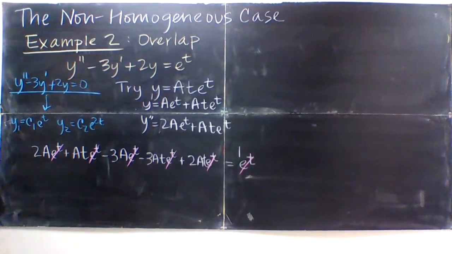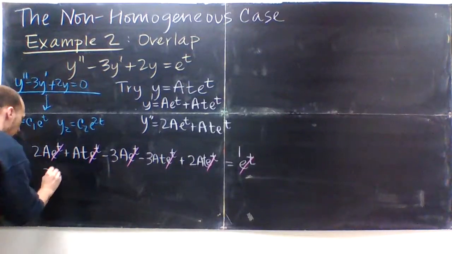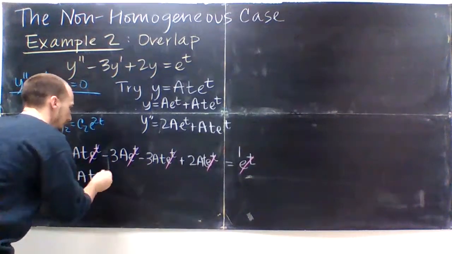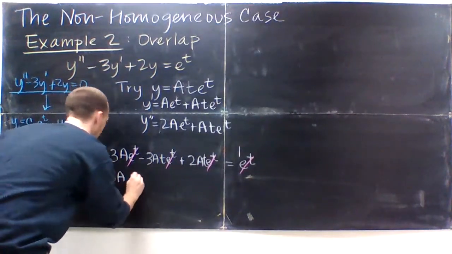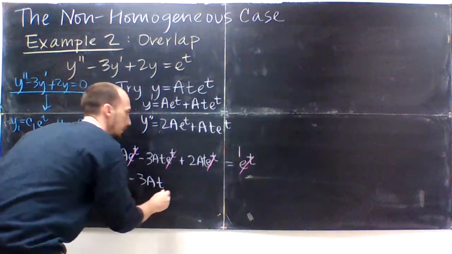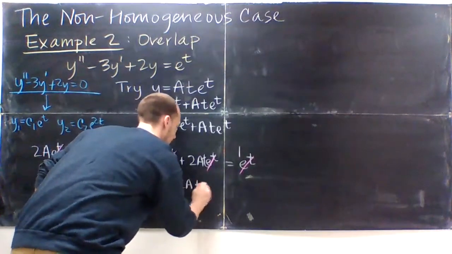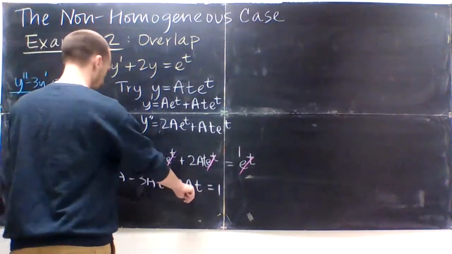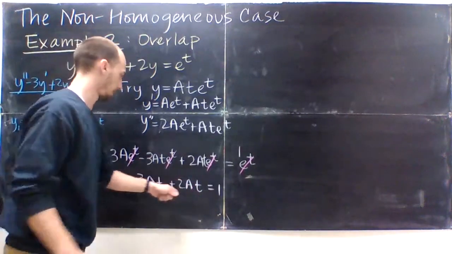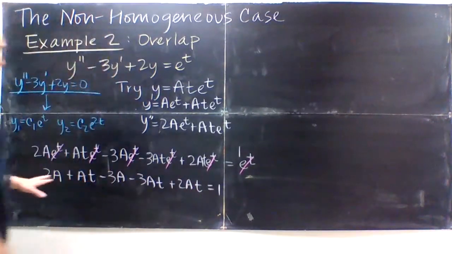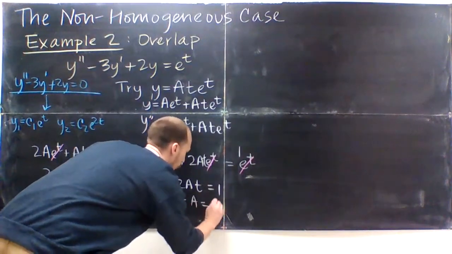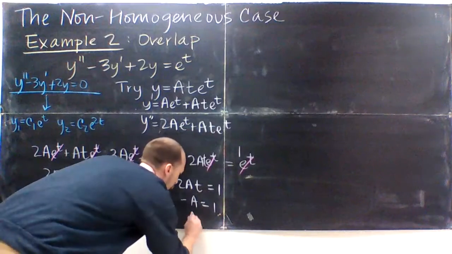And now I'll have 2a plus at minus 3a minus 3at plus 2at equals 1. And how's this going to work? I know I've got really everything that has a t together. I need to put together 1 plus 2 is 3, minus 3 is 0, right? So that's 0. I have 2a minus 3a is negative a equals 1. So I'm thinking that a is negative 1.